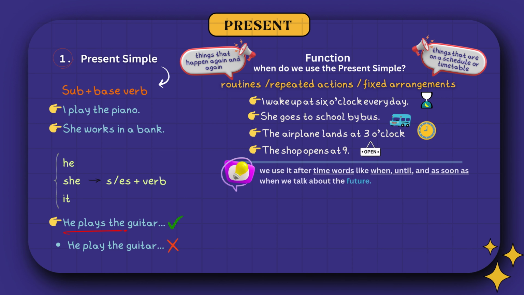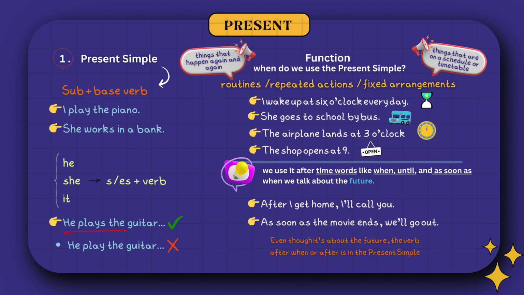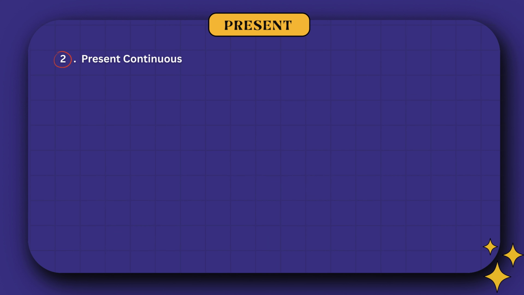And finally, we use it after time words like when, until, and as soon as when we talk about the future. Listen, after I get home, I'll call you. As soon as the movie ends, we'll go out. See, even though it's about the future, the verb after when or after is in the present simple. So to sum up, we use the present simple for routines, facts, fixed timetables, and in some future clauses. Easy, right?